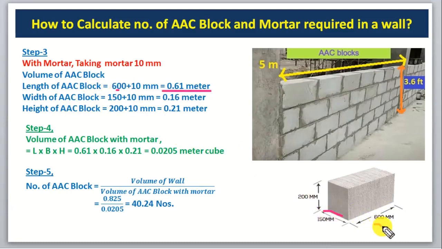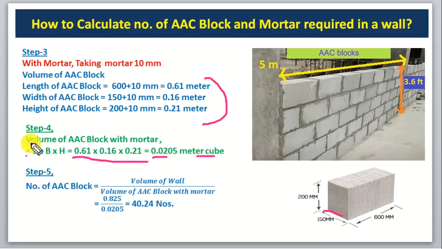The length becomes 600 to 610 mm. So we will get length 0.61, width 0.16 meter and height 0.21 meter. Now we have to calculate the volume of the AAC block with mortar. After getting all the dimensions, we use the formula L into B into H, and we will get how much?